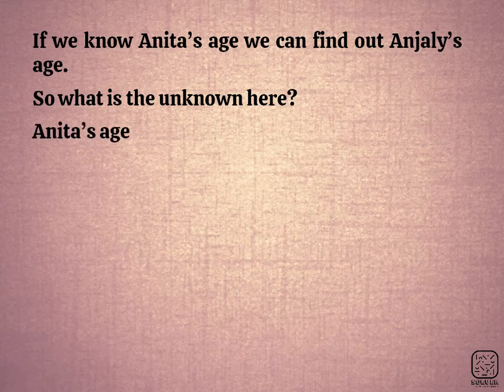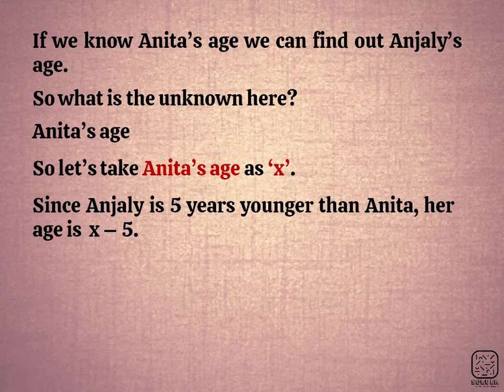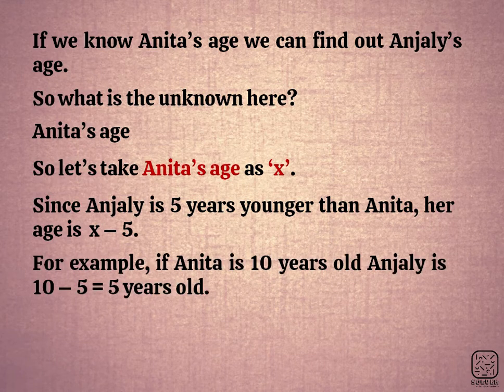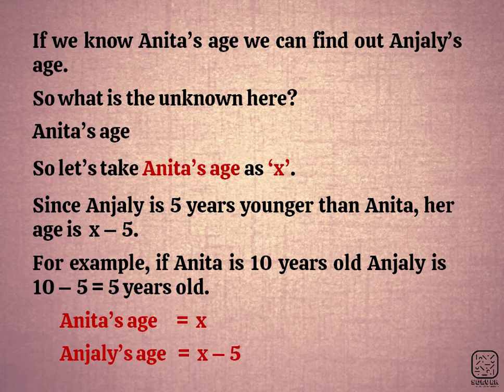So, what is the unknown here? Anita's age. So, let's take Anita's age as x. Since Anjaly is 5 years younger than Anita, her age is x minus 5. For example, if Anita is 10 years old, Anjaly is 10 minus 5, that is 5 years old. So, Anita's age is equal to x. Anjaly's age is equal to x minus 5.